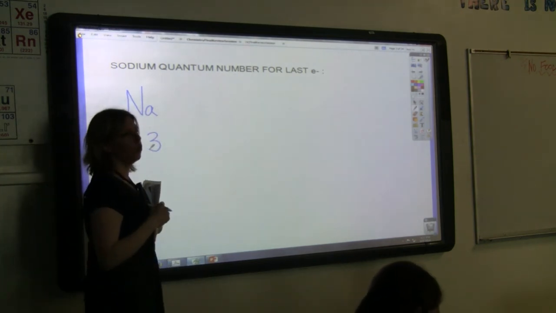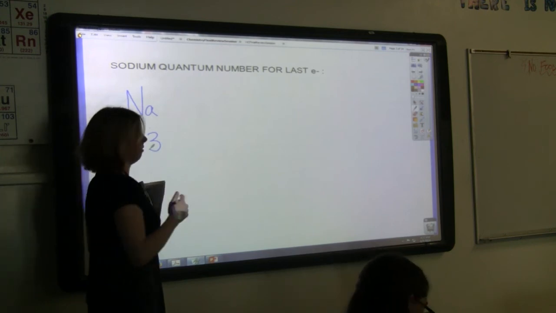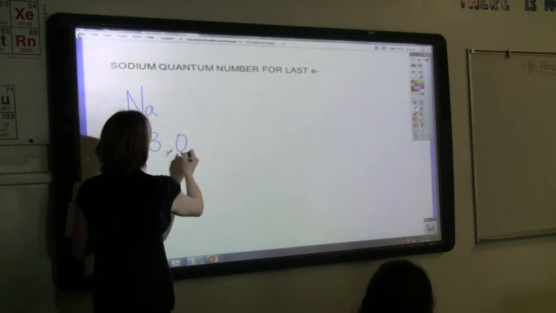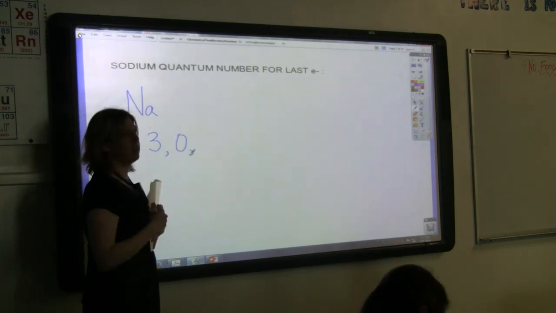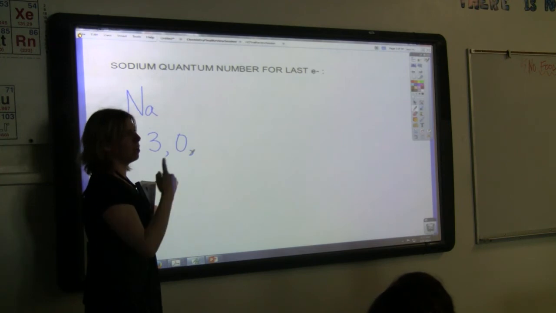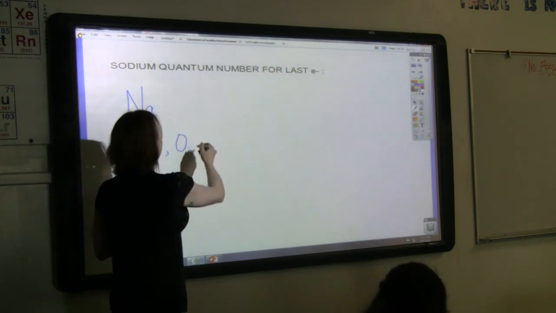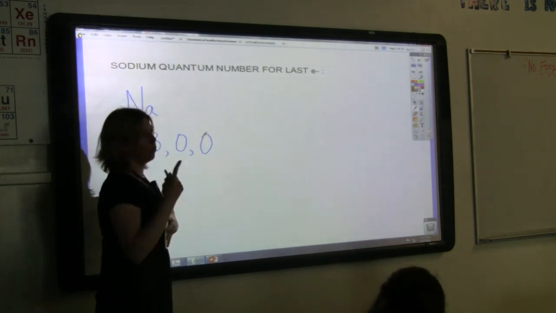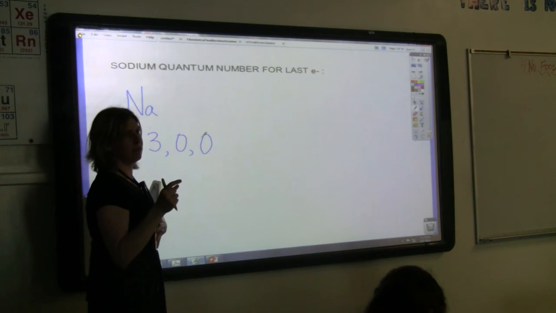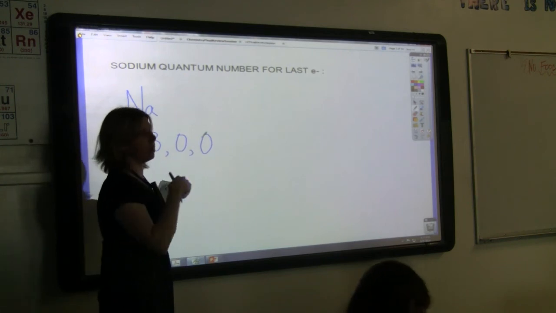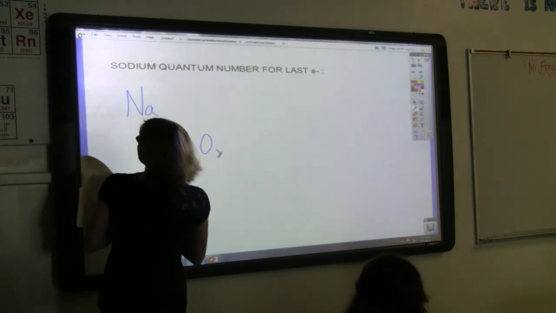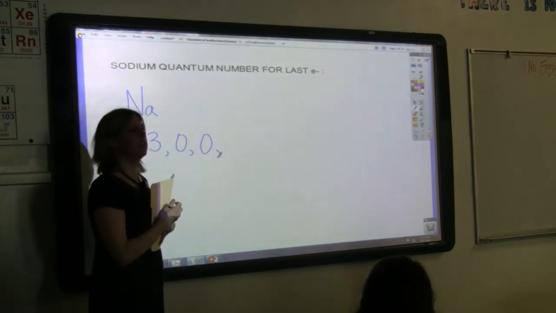Now, is it in an S block, a P block, or a D block? S block. So what number does the S block get? 0. And if it's 0, what is automatically the next number? 0. Because it doesn't have more than one suborbital. So it's only going to be in that one circular orbit. And then, is it the first or second electron?